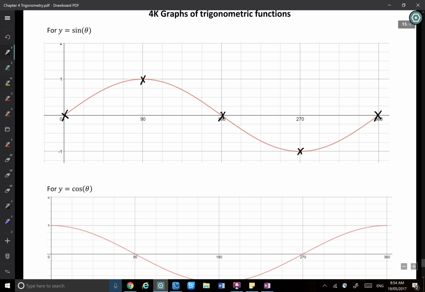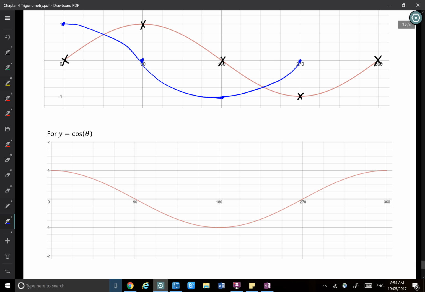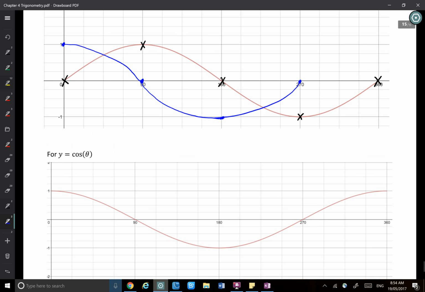So let's just shift it. This point will shift to here, this point will shift to here, and this point will shift to here. All shift to the left. Compare the graph. That looks pretty much the same as the cosine. If you keep going, don't forget your graph can keep going, so it does not stop at this point. You will have it here as well. So it's exactly the same as the cosine graph.